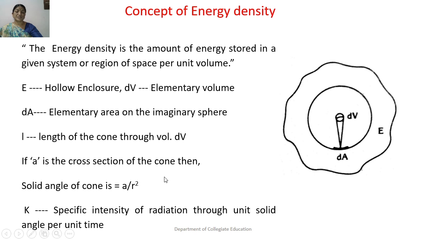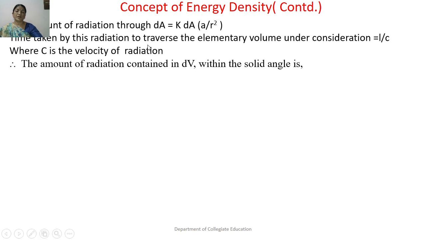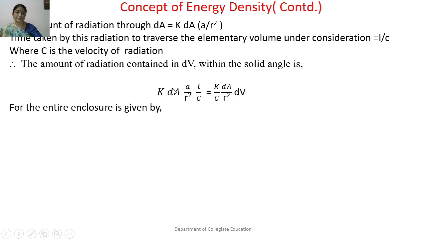If K is the specific intensity of radiation through unit solid angle per unit time, then the amount of radiation through the area dA is given by K into dA into A by r square. If the time taken by this radiation to travel the elementary volume under consideration is L by C, where C is the velocity of radiation, then the total amount of radiation contained in the volume dV within the solid angle is K into dA into A by r square into L by C. Now, A into L is equal to dV. For the entire enclosure of radius r, it is given as the summation of this.